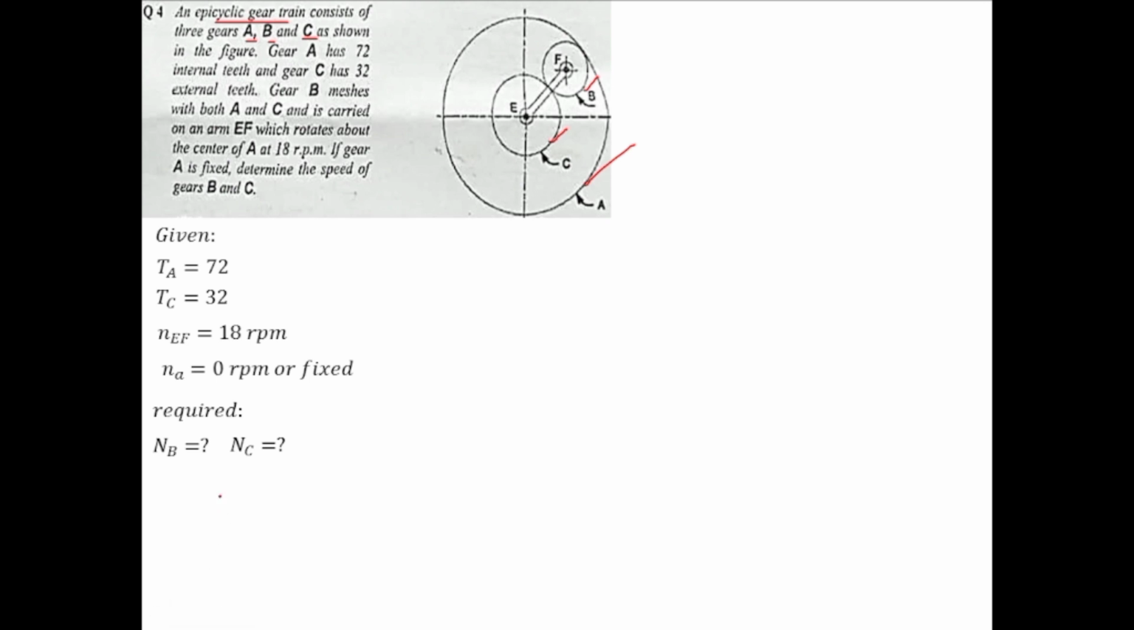Over here we are given that this arm is rotating with 18 rpm. We will consider that it is rotating counterclockwise. It will rotate counterclockwise only if this gear C is going to rotate counterclockwise. As this A is fixed, this B is going to rotate like this in clockwise direction. Because of that, it will move like this. So this arm will rotate in counterclockwise direction.